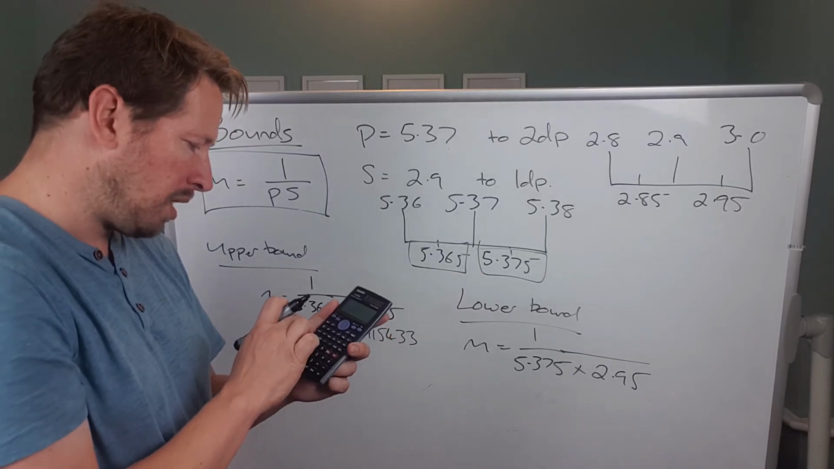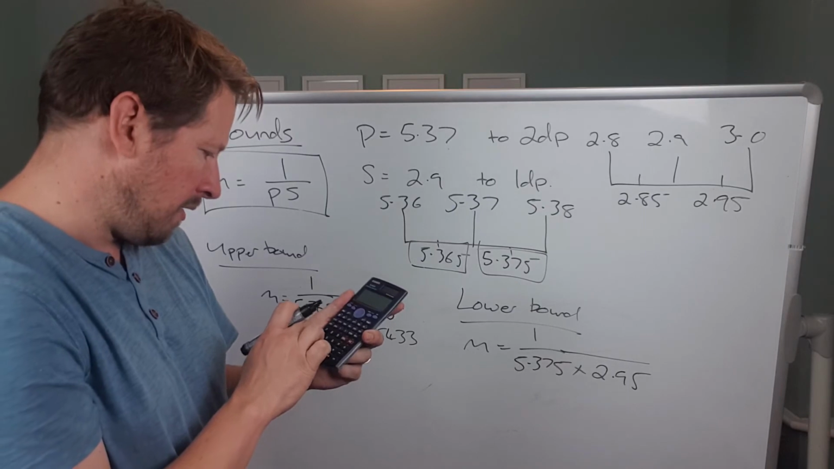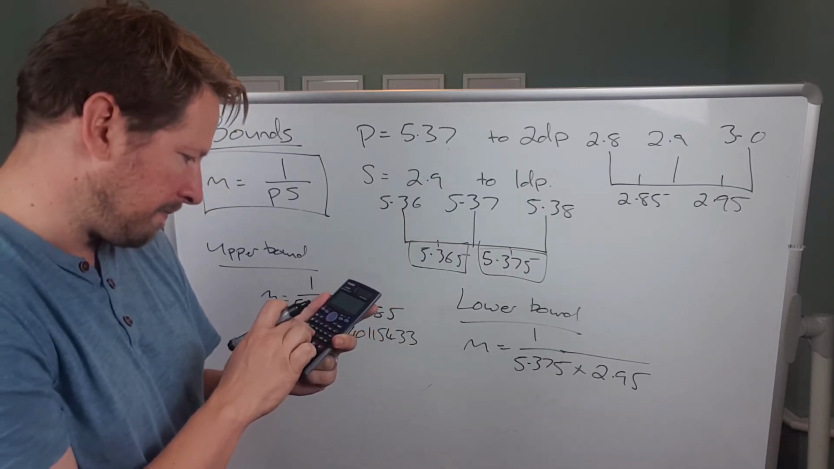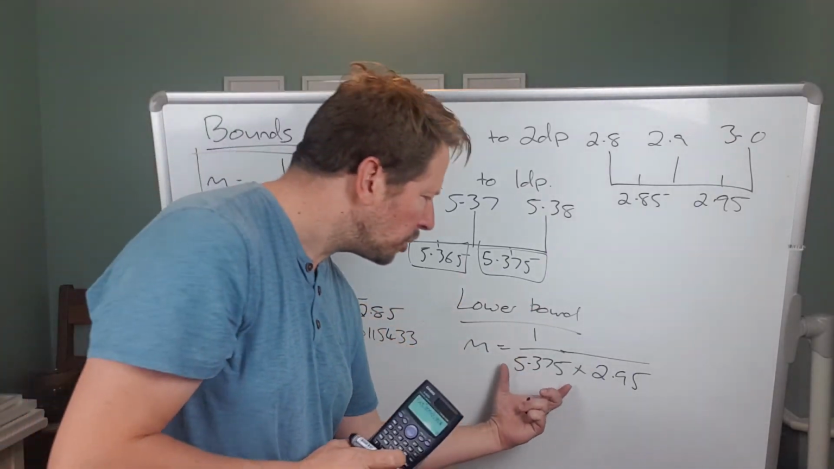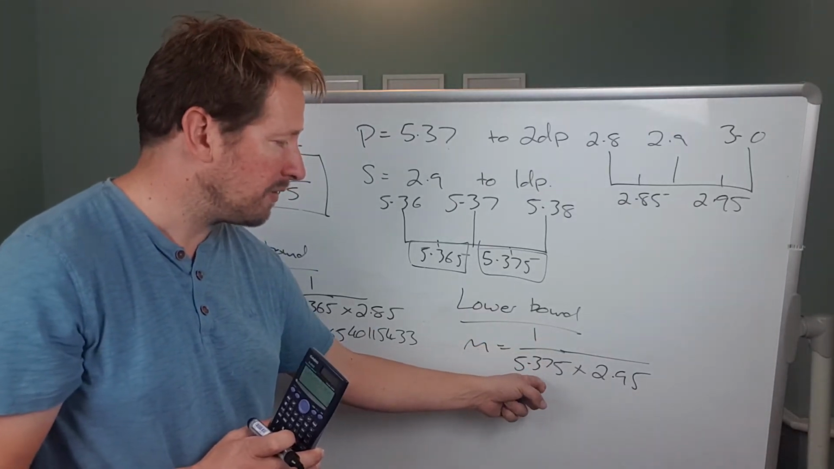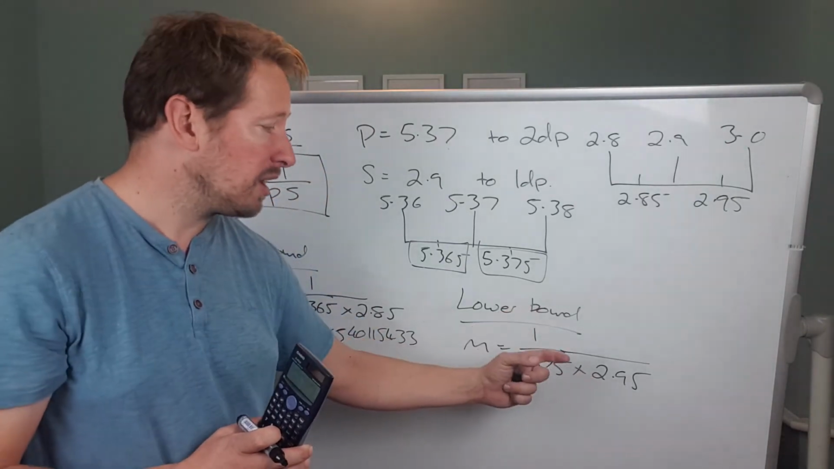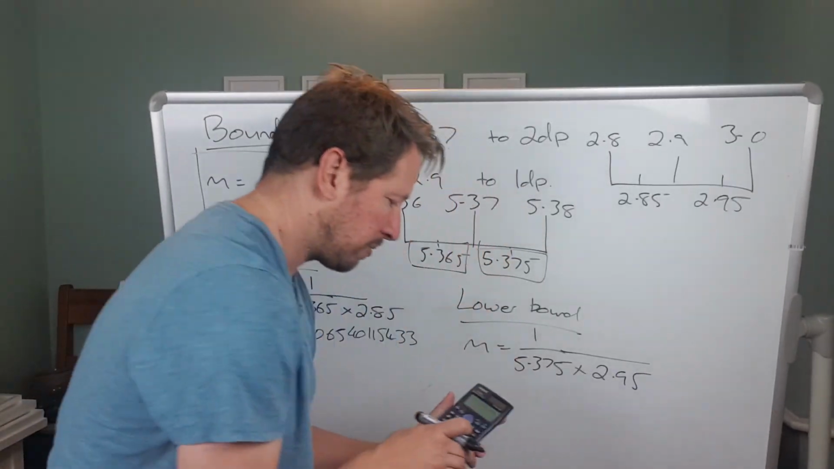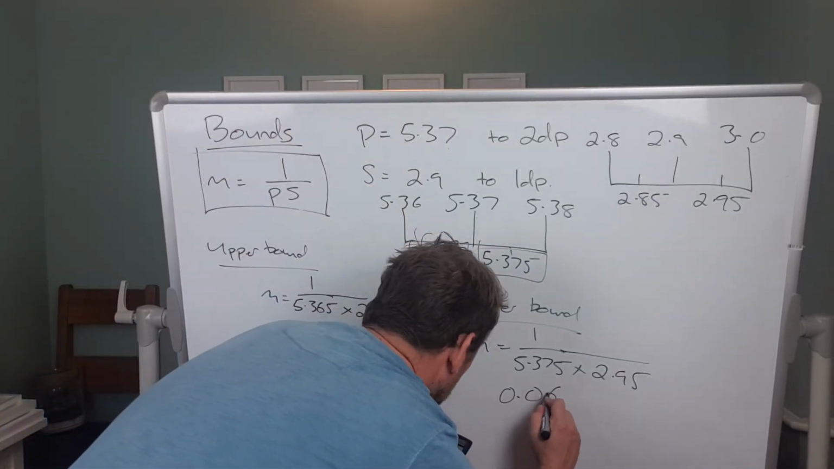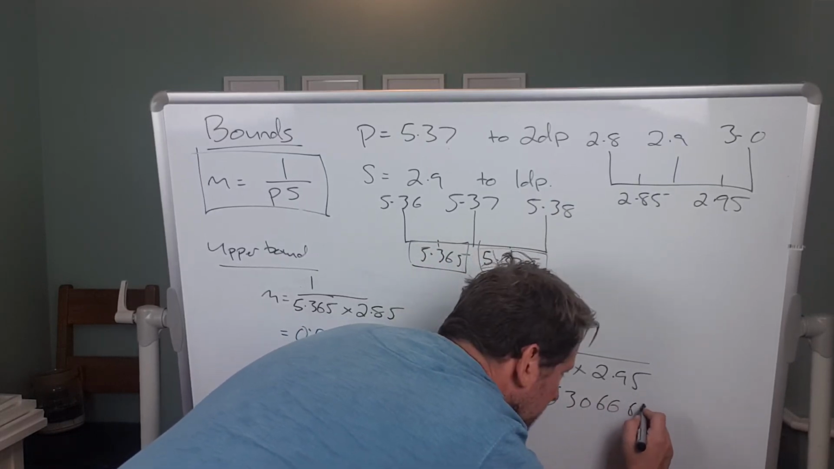So if we do that, 1 divided by 5.375 times by 2.95. And if you're doing 1 divided by, make sure you put the bottom in brackets. Otherwise what's going to happen is it's going to do 1 divided by 5.375, whatever that answer is, times by 2.95. So make sure when you do 1 divided by, the bottom bit here all goes into a bracket. And if you do that, you get 0.0630666141.